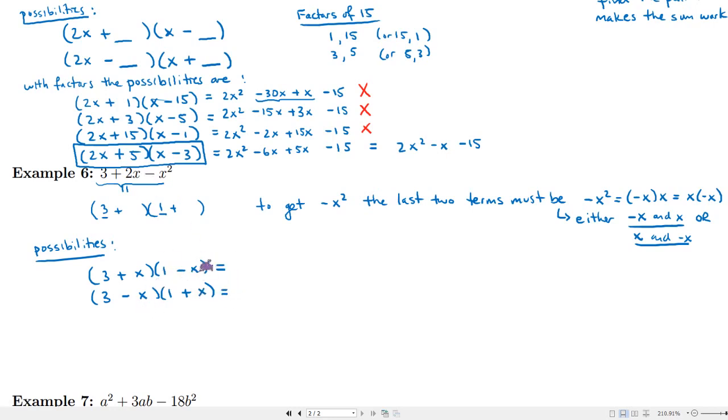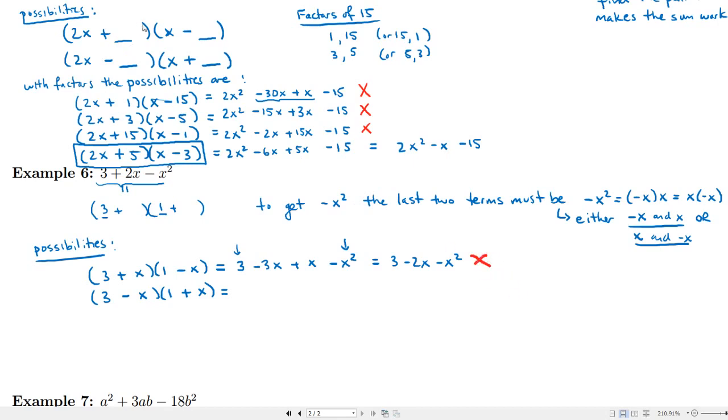So here we have very few possibilities, actually. Foiling this out, we'll have 3, our first product, and then negative 3x, and then plus x, and then minus x squared. Again, we already know that the first term and the last term are correct just by this trial and error. It's the middle term that we're trying to figure out. What is the middle term here? That would be minus 2x. So this is 3 minus 2x minus x squared. Does that match what we originally had? No. We want a plus 2x, not a negative 2x. So that one is eliminated. That's not good, right? That one's gone.